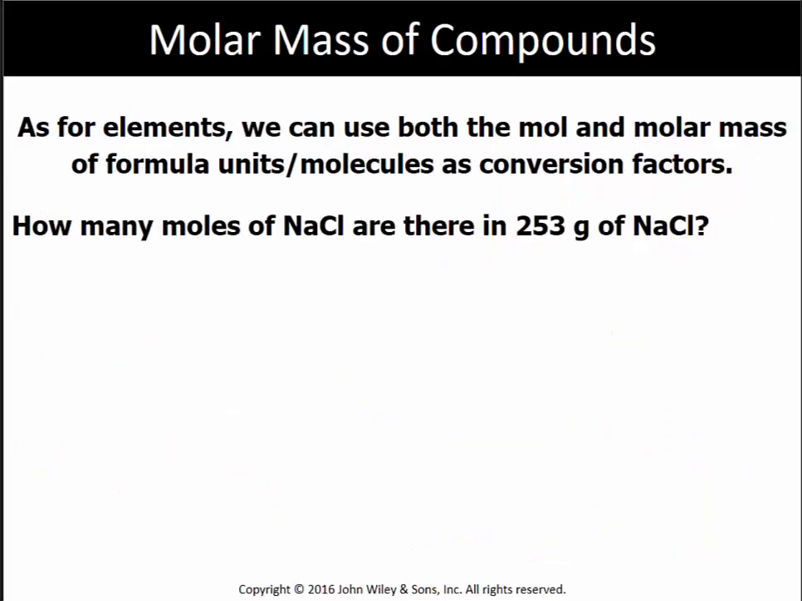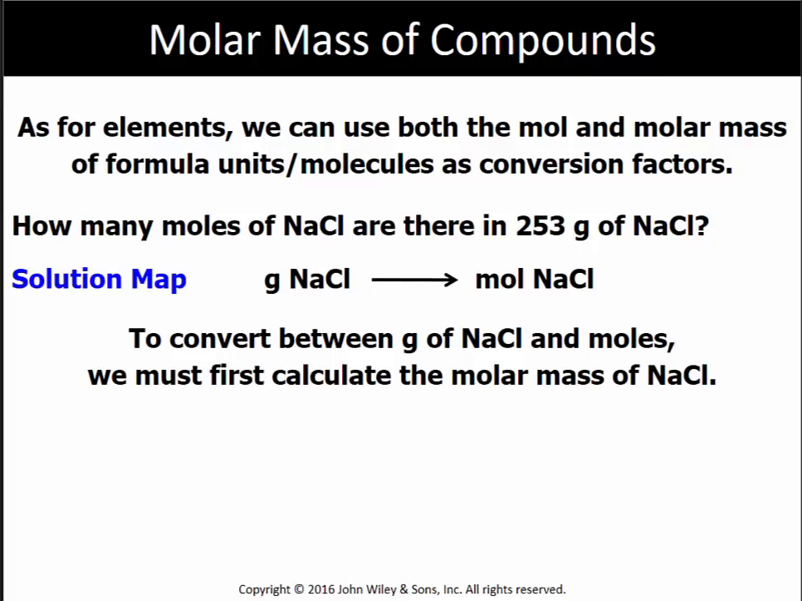So far we showed you how to do conversions between mole and mass for just elements. But how do we do this when we have compounds? We still use the molar mass of compounds to convert between moles and mass. For example, you want to know the number of moles of sodium chloride in 253 grams of sodium chloride. So from mass of sodium chloride, we're trying to find the moles of sodium chloride. We still have to use the molar mass. Now you're going to have to use the molar mass of sodium chloride.